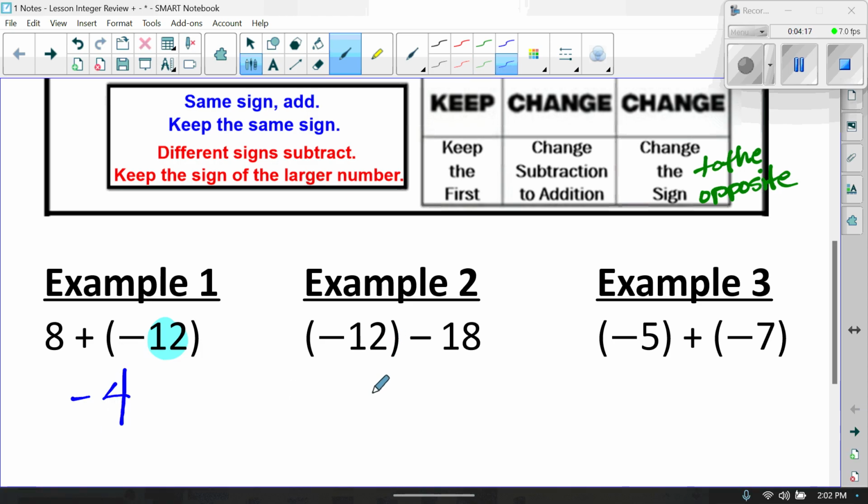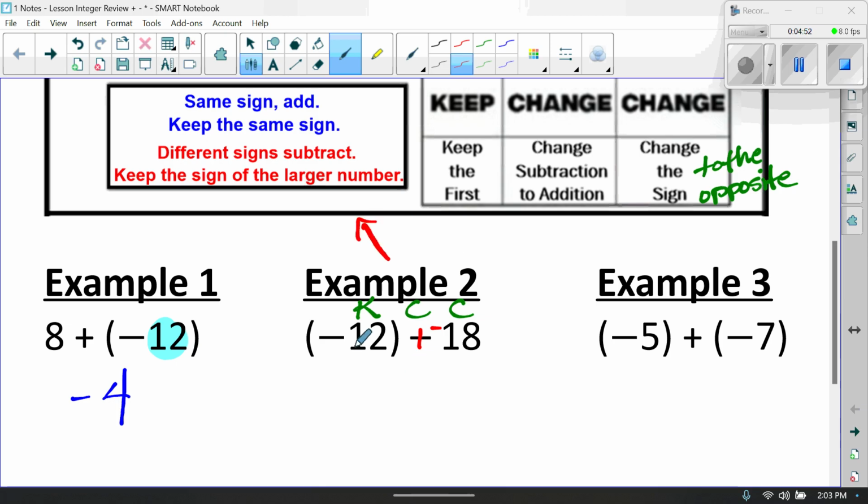Okay? Now, example 2, that is a subtraction problem. So when we subtract, we're using keep, change, change. We're going to add the opposite. So I like to write keep, change, change here. We keep the first number the same. We change the subtraction to addition. And we change the positive 18 to a negative 18. And now it's an addition problem, and now we follow the rules for addition.